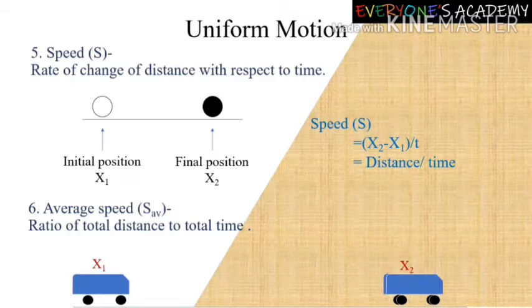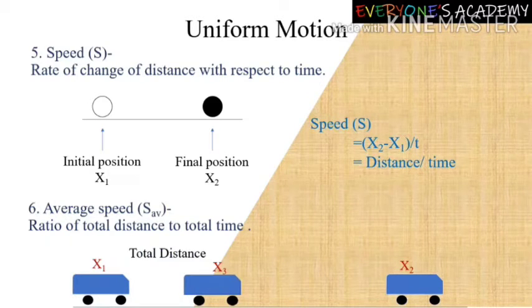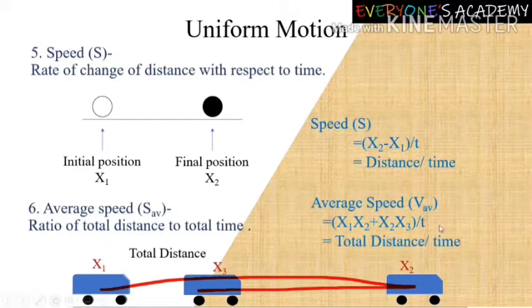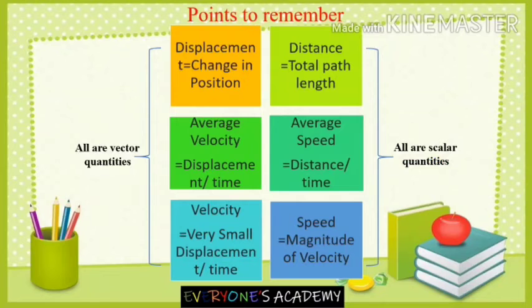Again, for the same example, we can see the total distance travelled is x1 to x2 plus x2 to x3. That is why average speed will be equal to total distance divided by total time, x1x2 plus x2x3 divided by t. So these are the 6 concepts you should remember, in which displacement, average velocity and instantaneous velocity, all these 3 are vector quantities, whereas distance, average speed or instantaneous speed, all are scalar quantities.